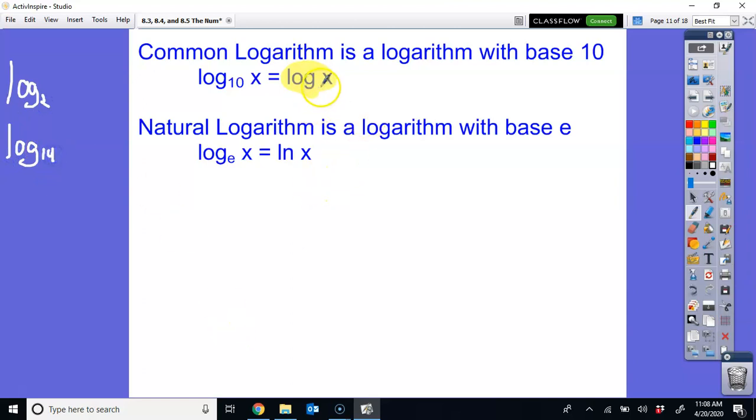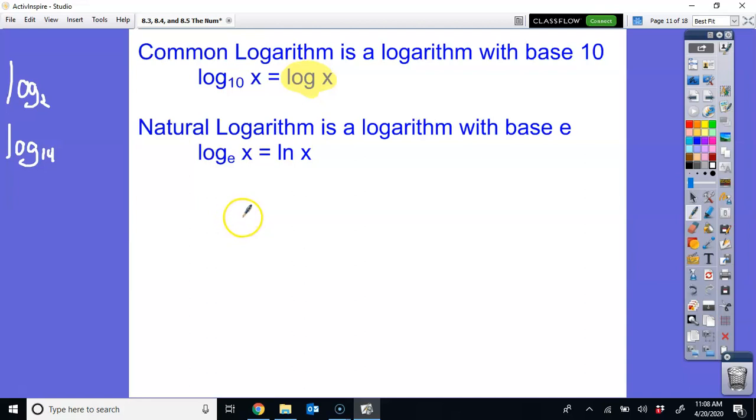But if you don't see a base, it is base 10. The natural logarithm is base e. Now, I know we didn't get to spend a lot of time with this guy, but that's that little special number that we used when we were doing continuously compounding interest. You can go back and watch that video if you need to. But the base e is approximately 2.71828182845. That's a big ugly number like pi, sort of.